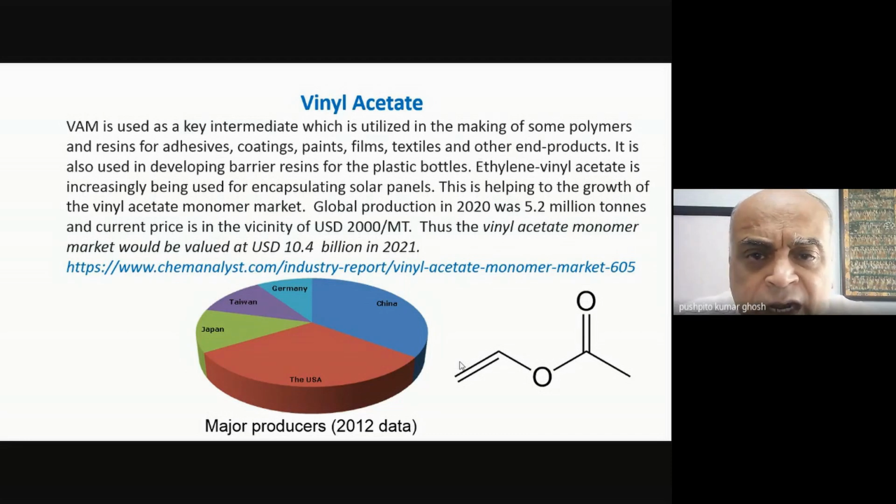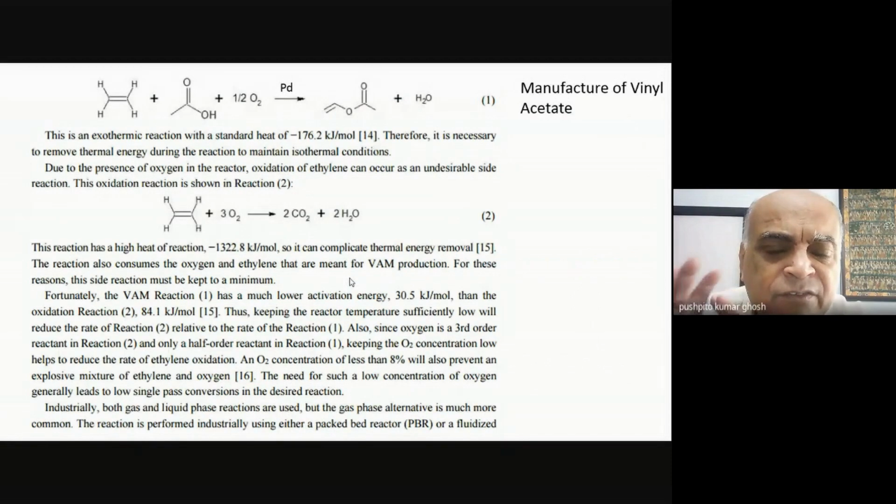So these are some of the applications, and a lot of people are trying to switch over because it's a relatively cheap monomer. I was just working out the figures yesterday. It's about 5.2 million tons that was sold in 2020, and the business is worth about $10.5 billion in 2021. This is again related to oxidation, and this kind of chemistry is known as oxidative esterification.